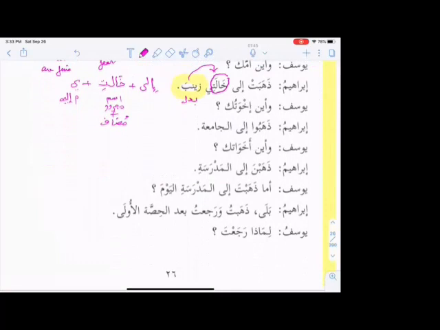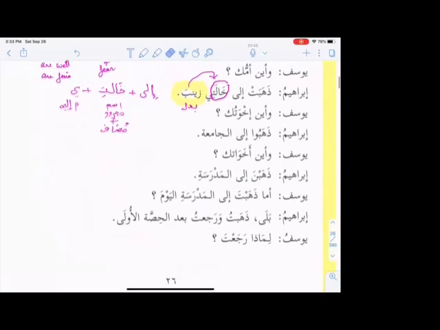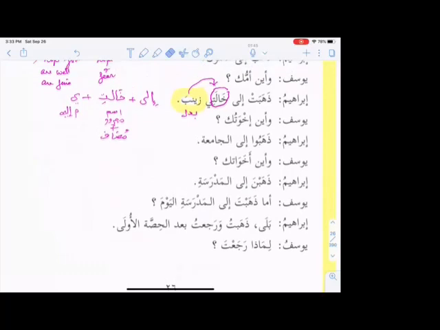وَأَيْنَ إِخْوَتُكَ, and where are your brothers? See, now, first question was father, Zahaba, and then the second question is Ammi, the Zahabat, mother, Zahabat, and now is Ikhwatu, brothers. So what is the answer? Zahabu ila Jamiati. So beautiful, my brother and sister.